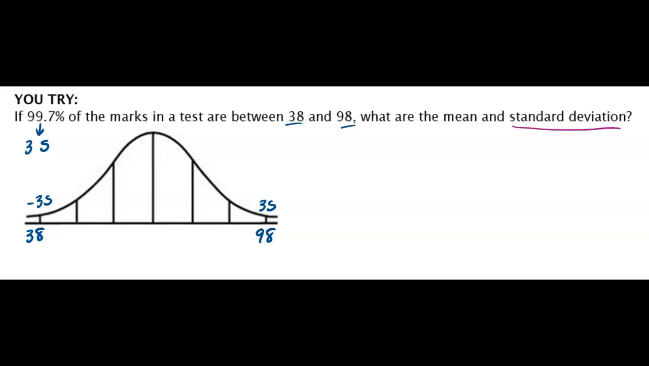So to find standard deviation, we want to figure out how long each of these little sections are. So what I'm going to do is figure out what is the length of the whole thing. And in order to do that, we're going to take our biggest number minus our smallest number. So we're going to do 98 minus 38. That gives us the length of this whole thing. And then we're going to divide it by how many little sections there are. So I have 1, 2, 3, 4, 5, 6 sections.